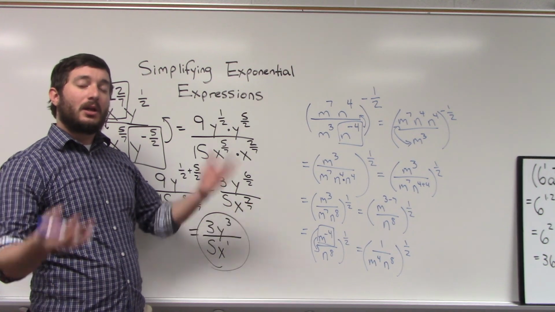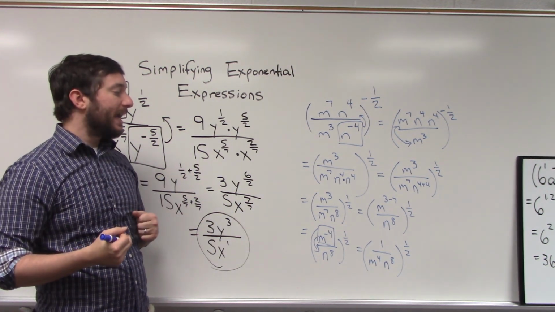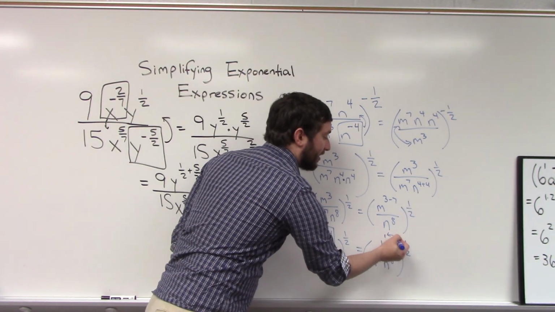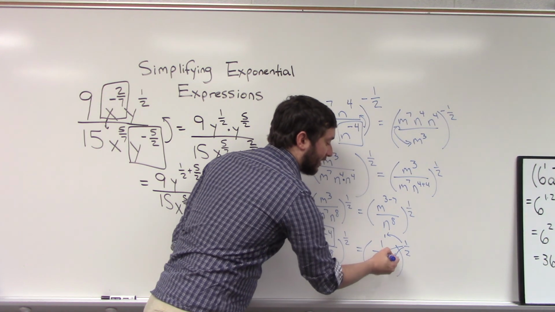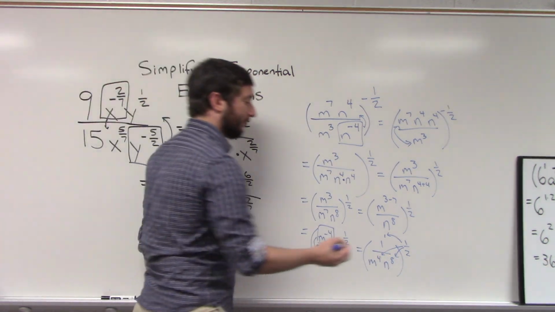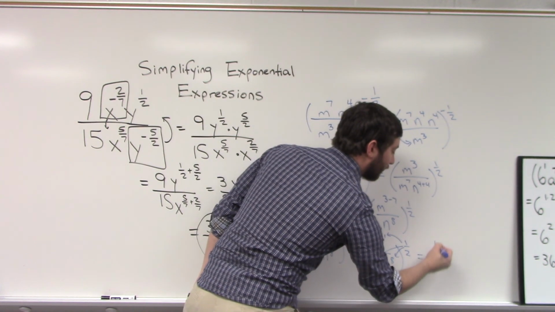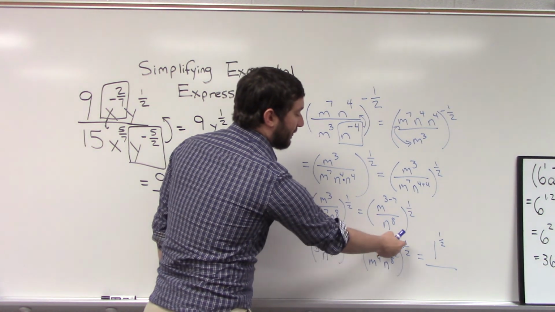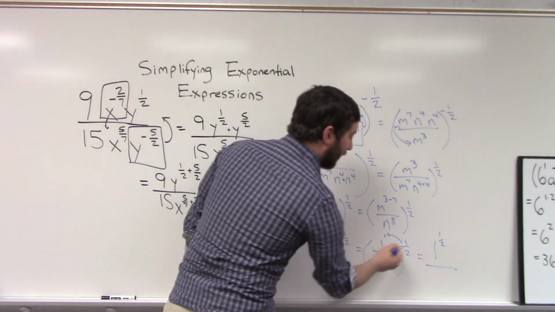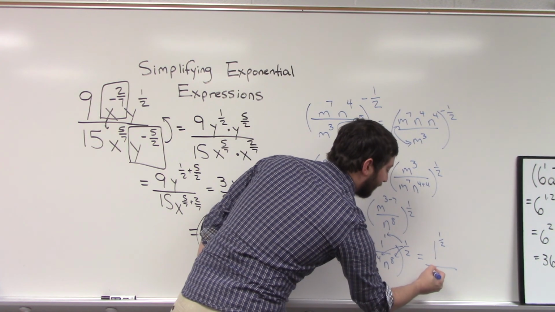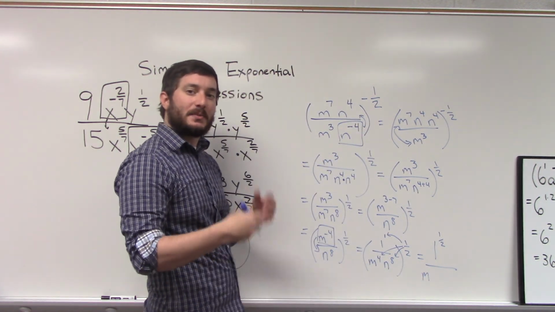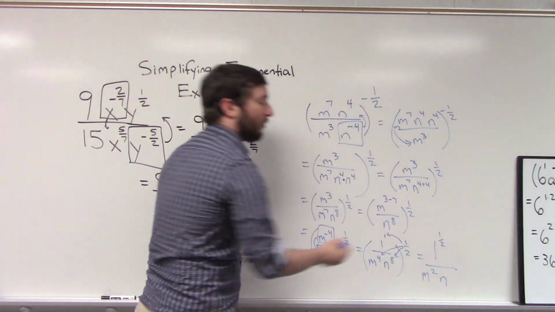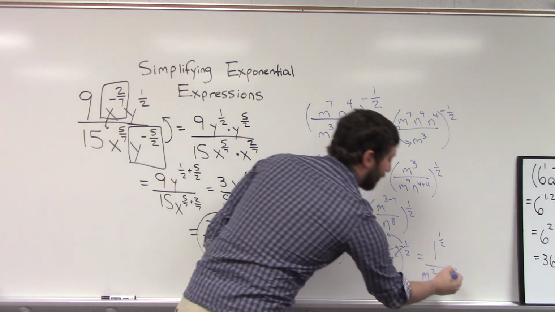How are we going to do that? We're going to distribute 1/2 to every single exponent. So 1/2 times this, and times this. So 1 to the 1/2 power, right? 1 times 1/2 is just 1/2. 4 times 1/2, that's going to be 2, right? 4 times 1/2 equals 2. And 8 times 1/2, it's the same thing as 8 divided by 2, is going to be 4.